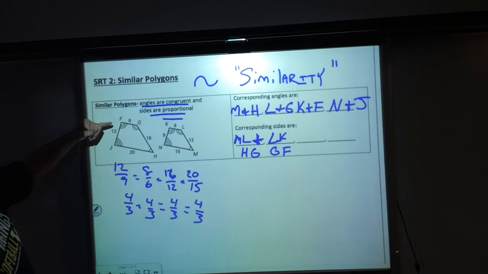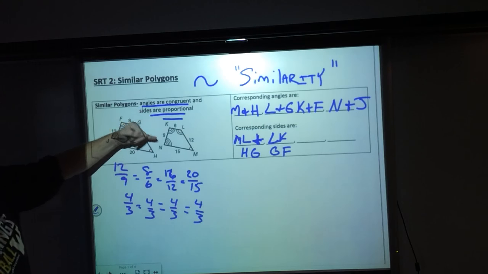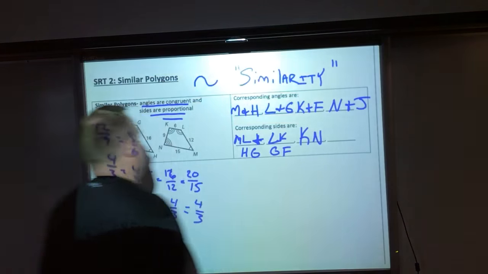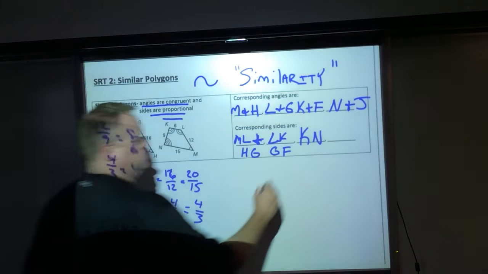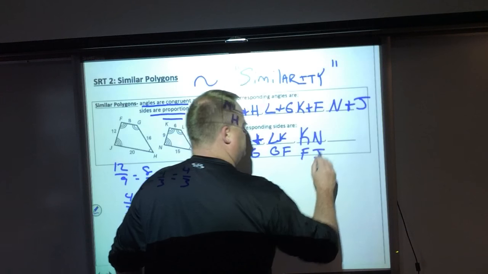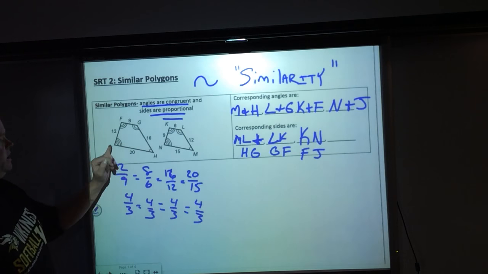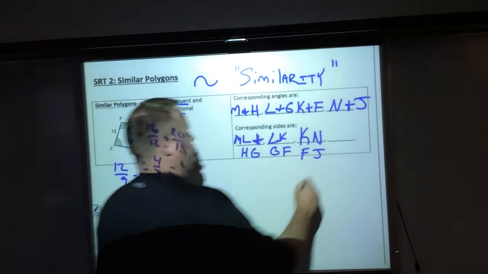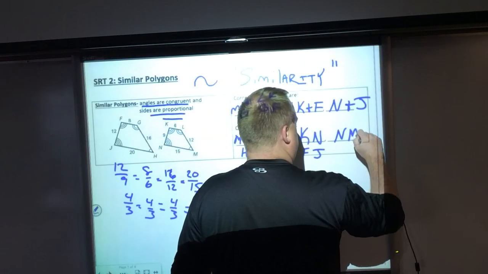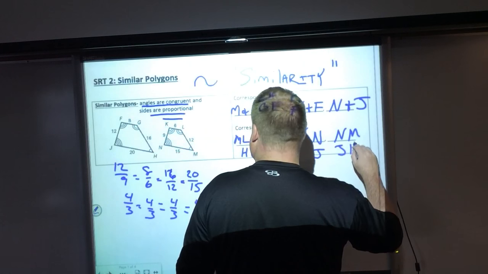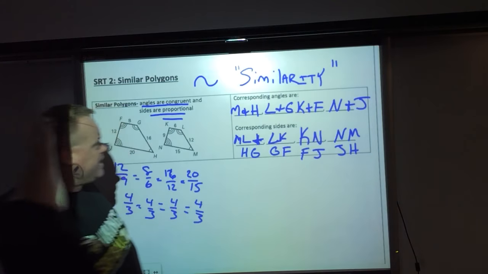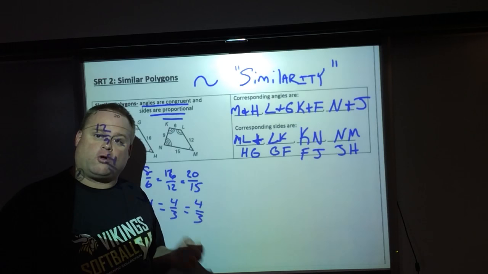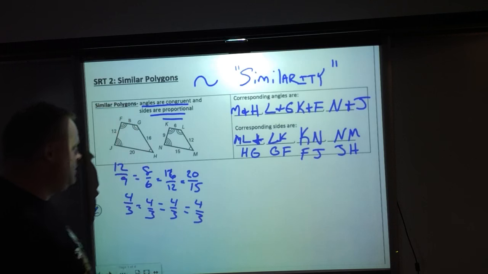I'm going to go 3 to 4. K to N, and that's going to give me F to J. And then last but not least, 4 down to 1: that's N to M and J to H. All right, that gives me the corresponding angles and the corresponding sides. Remember, order always matters. All right, let's move on.